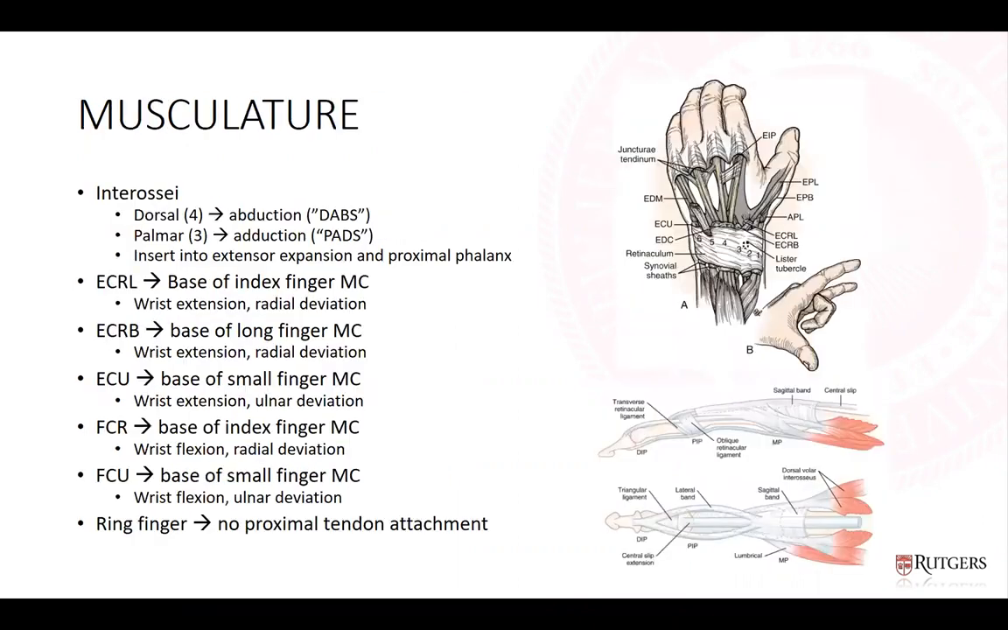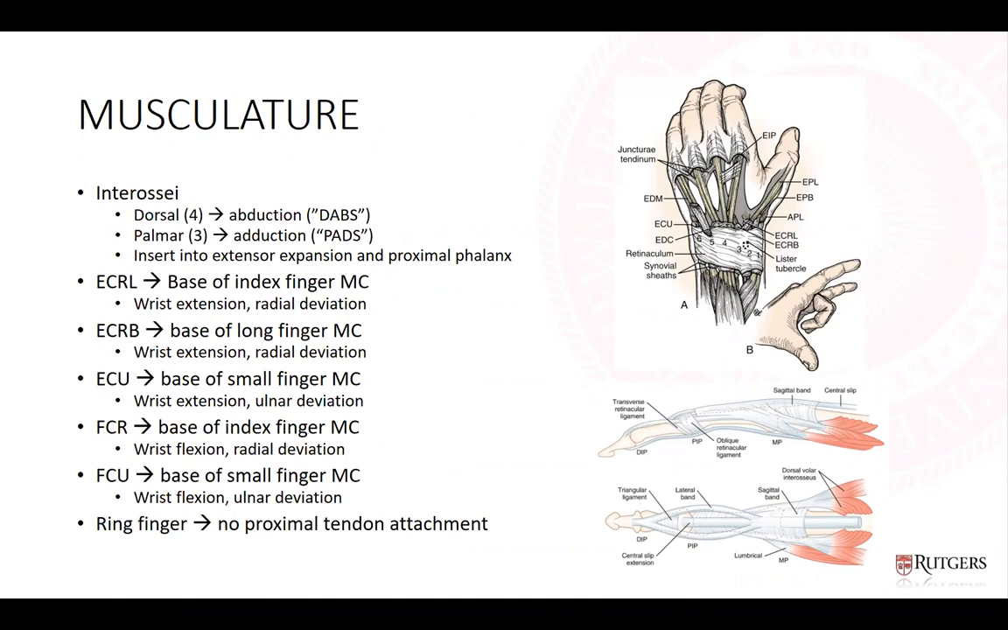Number of muscles attached to the metacarpals. The interossei originate on the metacarpals and insert into the extensor expansion and proximal phalanx. There's 4 DABs, dorsal interossei that do abduction, and 3 PADs, palmar interossei that do adduction.